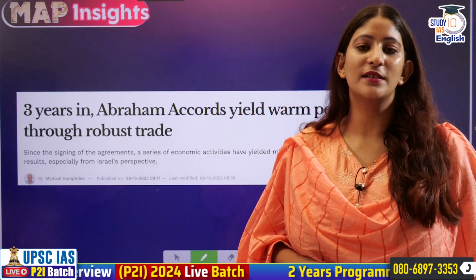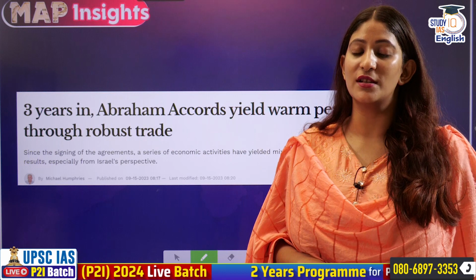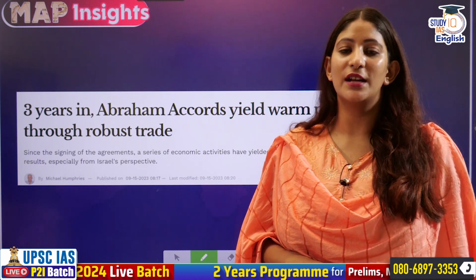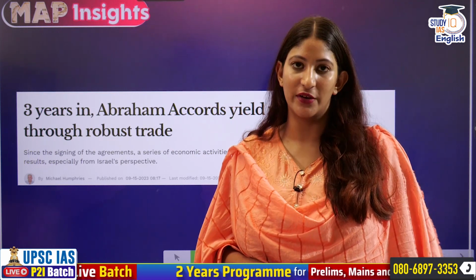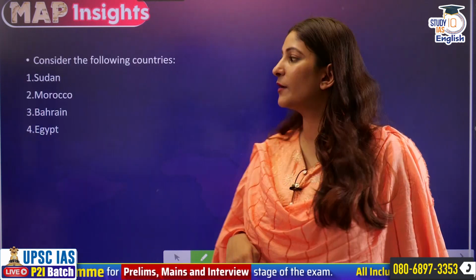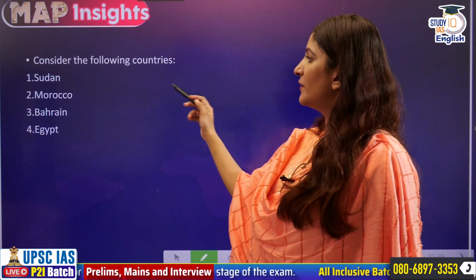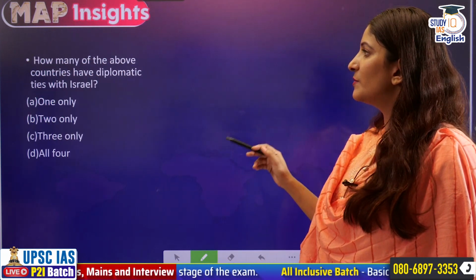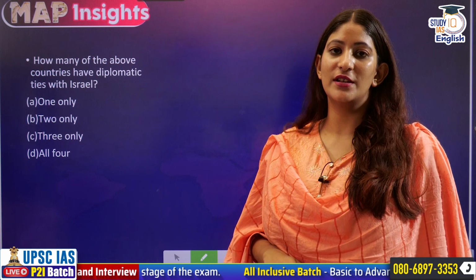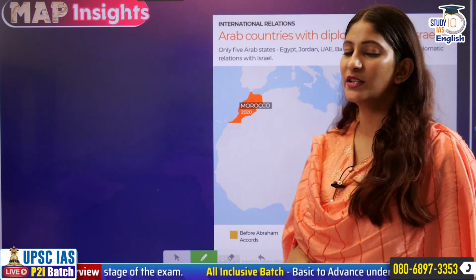Recently, we have discovered that the Abraham Accords, which have normalized relationships of certain Arab countries with Israel, have completed 3 years, and India is one of the few countries which has benefited a lot from the Abraham Accords. So consider the following countries: Sudan, Morocco, Bahrain and Egypt. How many of the above countries have diplomatic relations with Israel?